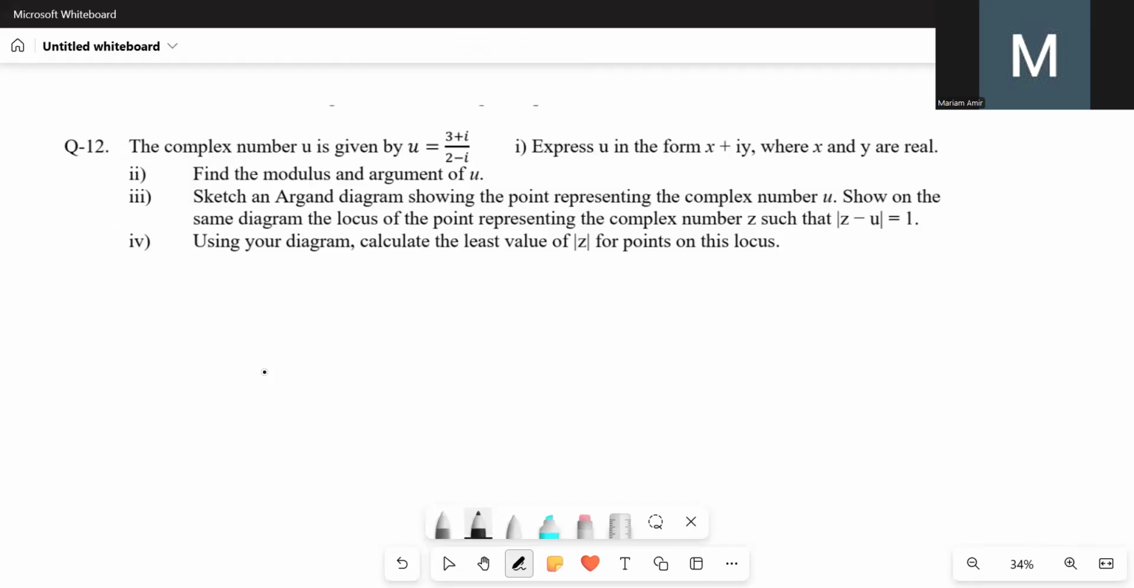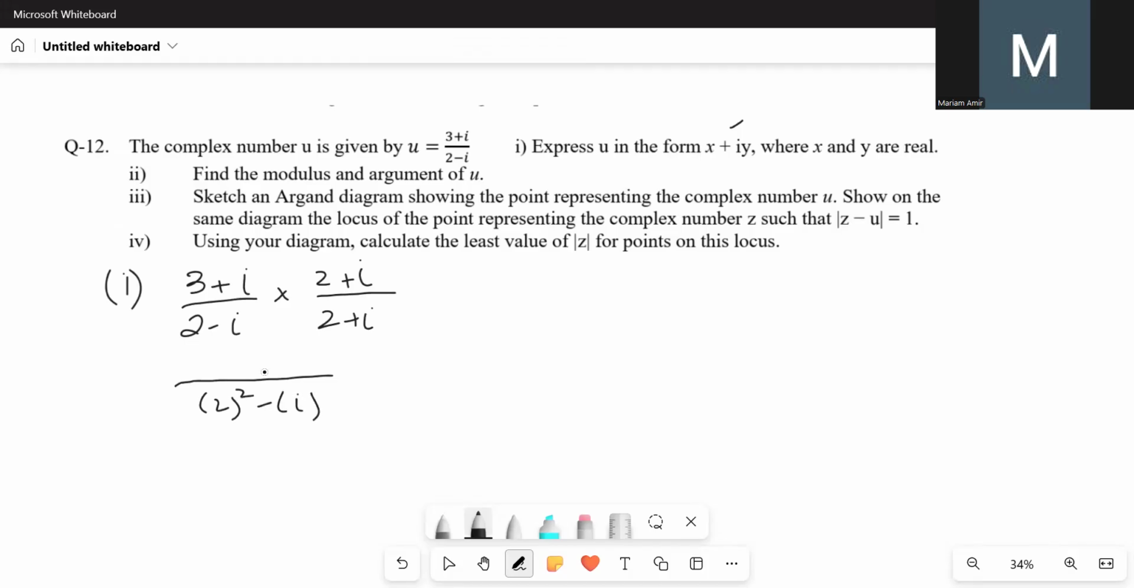First part is to express u in the form of x plus iota y. So we will be rationalizing this by multiplying and dividing with the conjugate pair of the denominator. So the denominator will become a squared minus b squared.